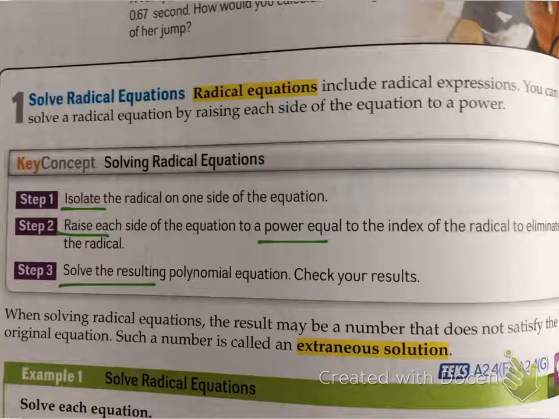Step 1, you've got to isolate the radical on one side of the equation. Make sure the radical is all by its little lonesome. Step 2, raise each side of the equation to a power equal to the index of the radical to eliminate the radical. And step 3, solve the resulting polynomial equations. Check your answers.